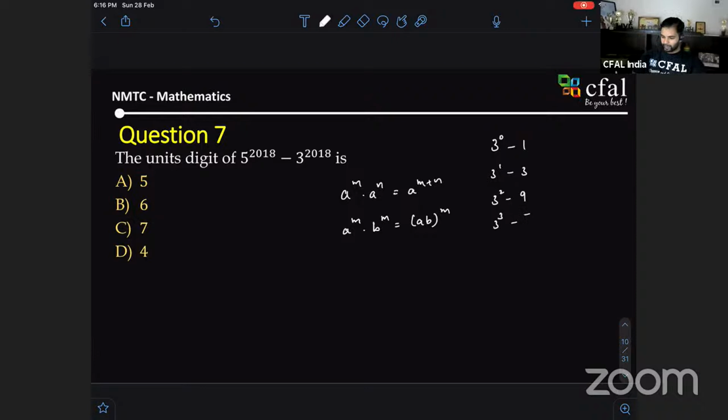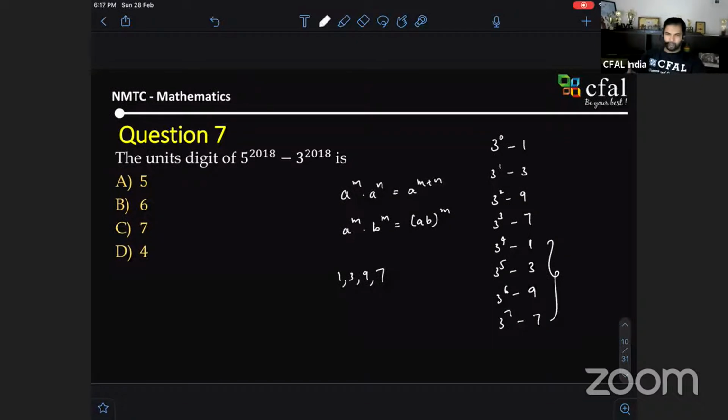3 cube is 27. The next number, 3 power 4, is 81. Right? Yes, so it's 1. Okay, so we have to find 3 power 2018 mod 4 and then see which one corresponds to it. Yeah. So what will happen is this number ends with 1, 3, 9 or 7. Then it repeats.